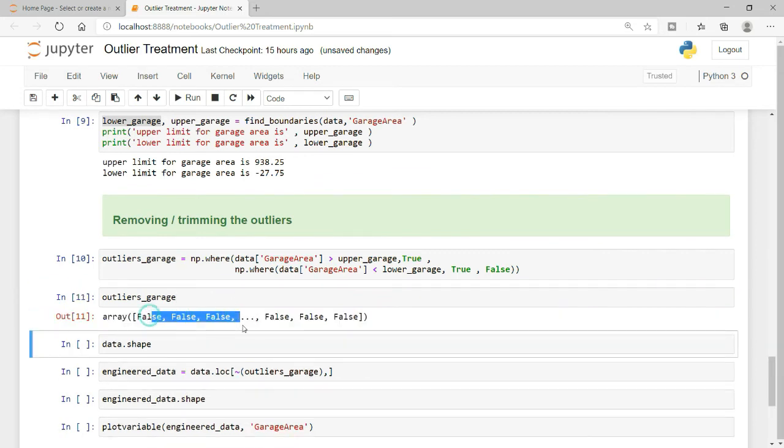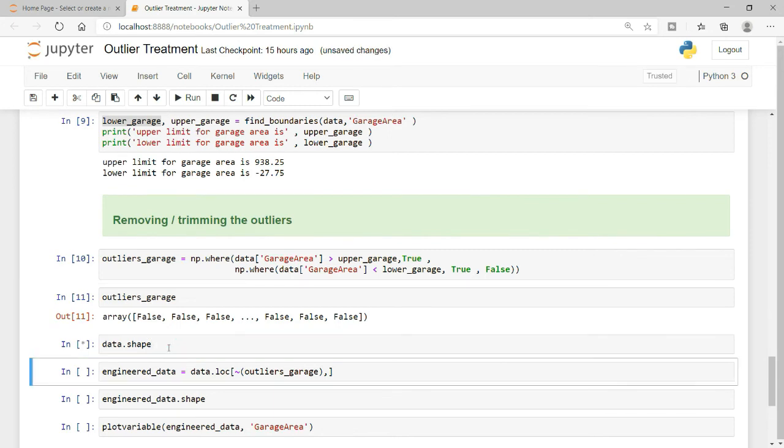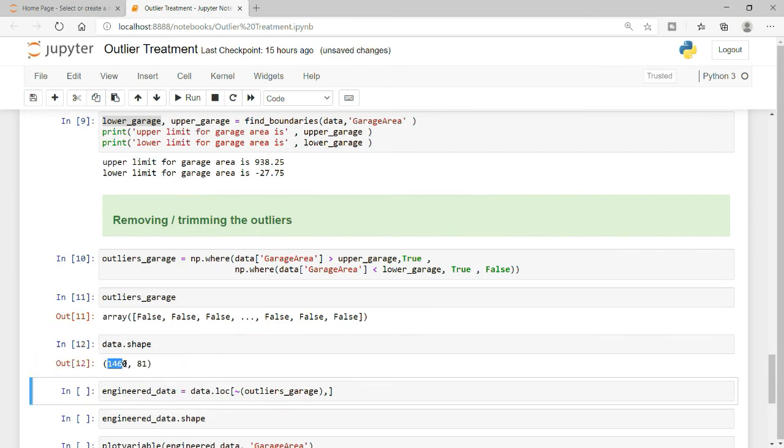So you see that I have got false, false, false, and similarly some trues will also be there in this outliers_garage. So basically I have stored my outlier observations as true and false. Whatever is an outlier, I get a true for that, and whatever is not an outlier, I get a false for that. Now if I check my data before removing outliers, then I have 1460 rows and 81 variables, or features.